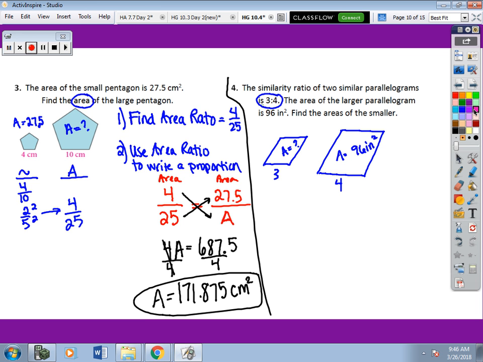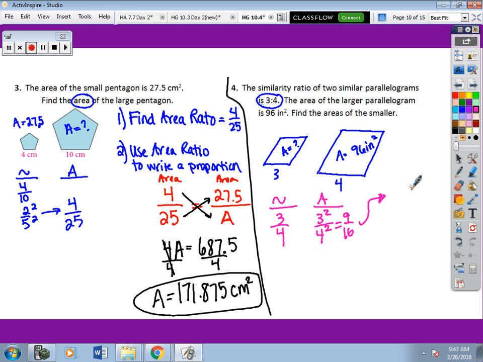So again, the biggest mistake I'll see is students do 3/4 equals A/96. You cannot set similarity equal to area. It has to be area to area. So the similarity ratio is 3/4. The area ratio is 3 squared over 4 squared, which is 9/16.